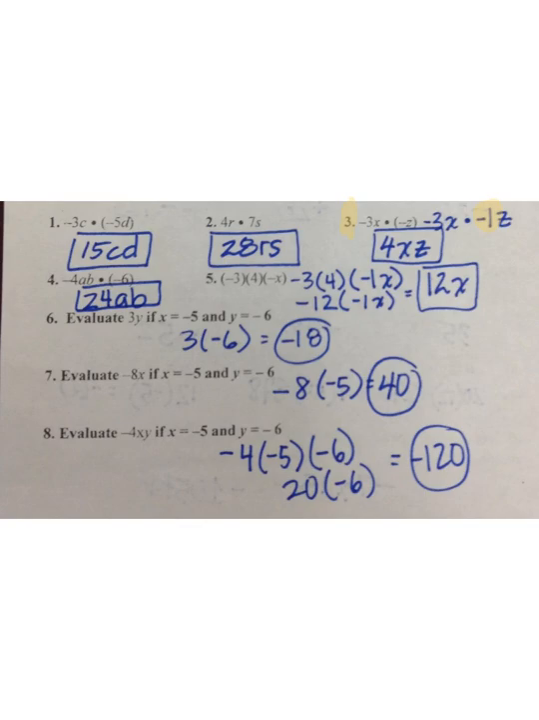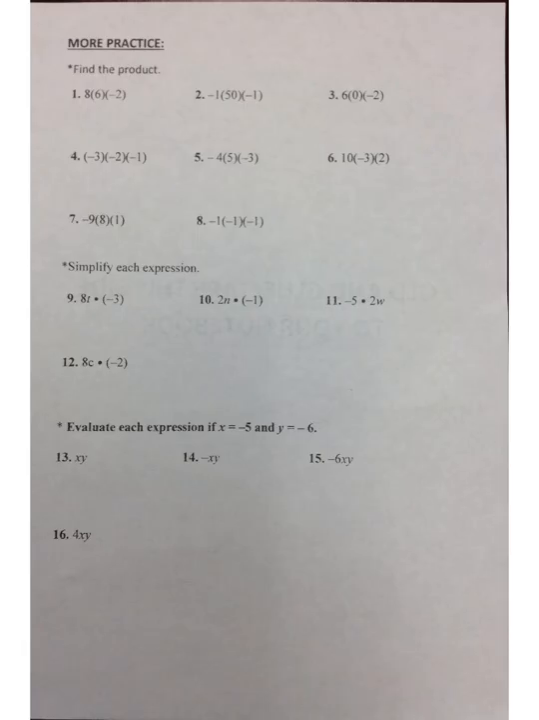I think that happens in number 5 as well, if there was a problem there. We have negative 3 times 4 times negative x, but remember, there's that invisible 1 coefficient in front of the variable, so that will affect your signs as well. All right, so go ahead and finish all the problems on More Practice, and you will go over these in class first thing tomorrow. Thank you.